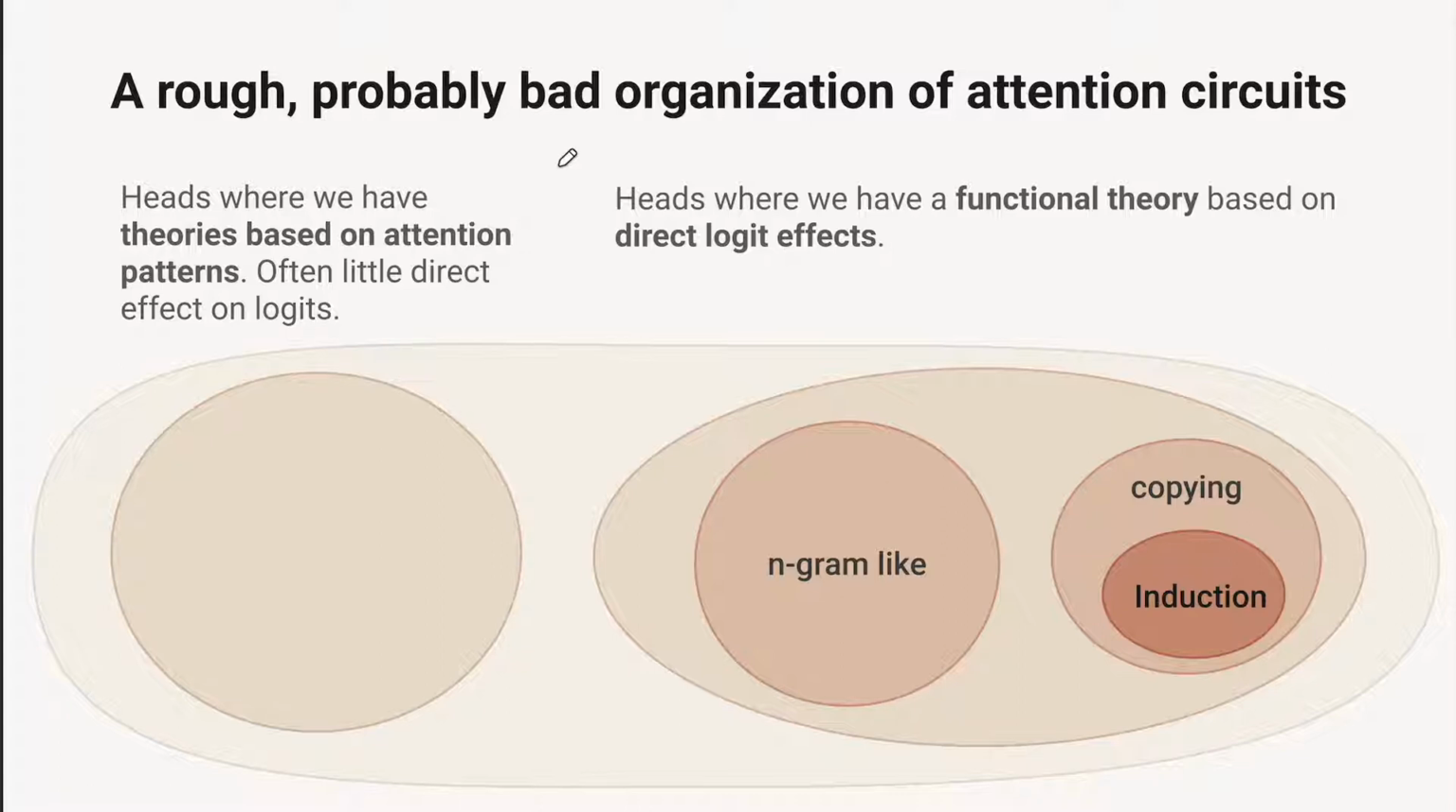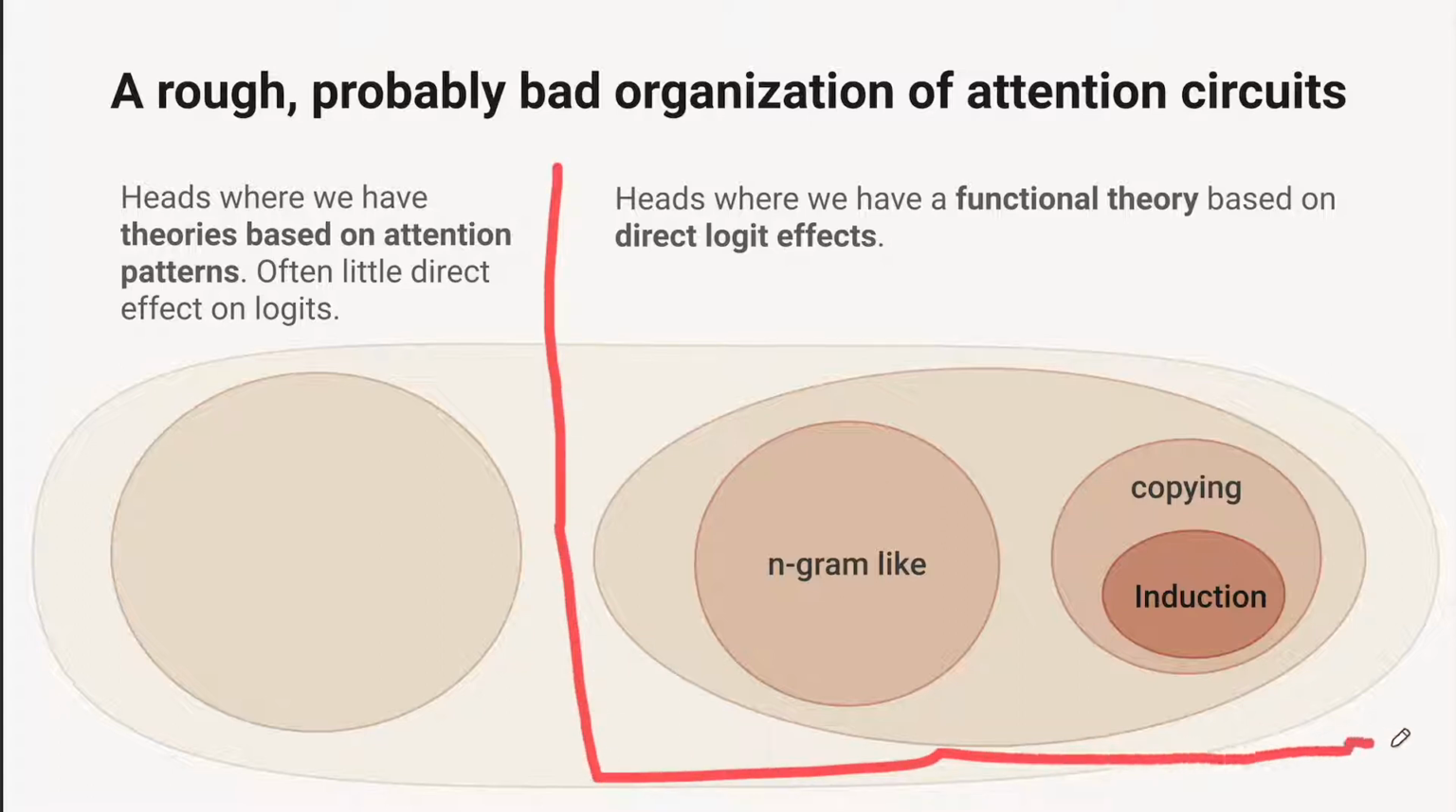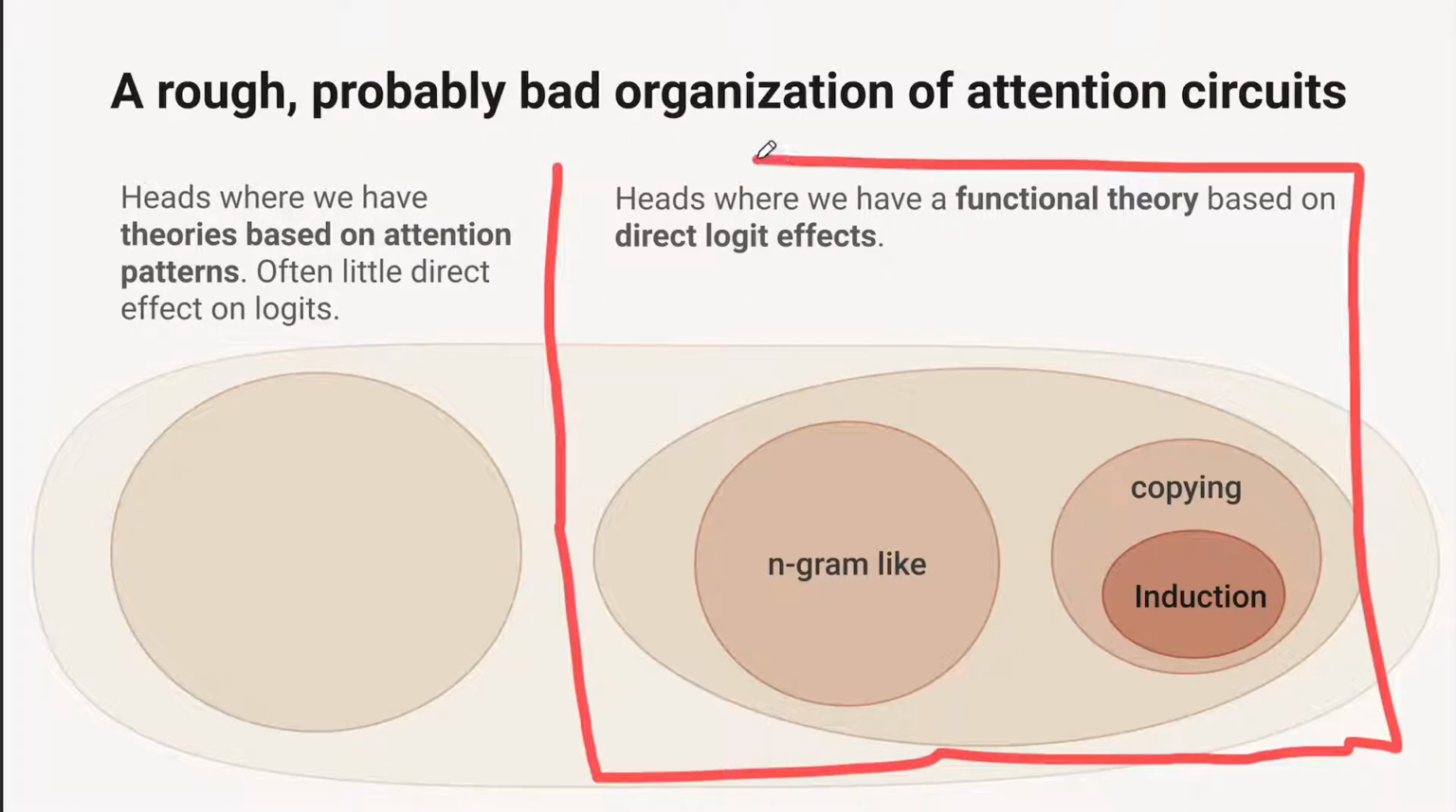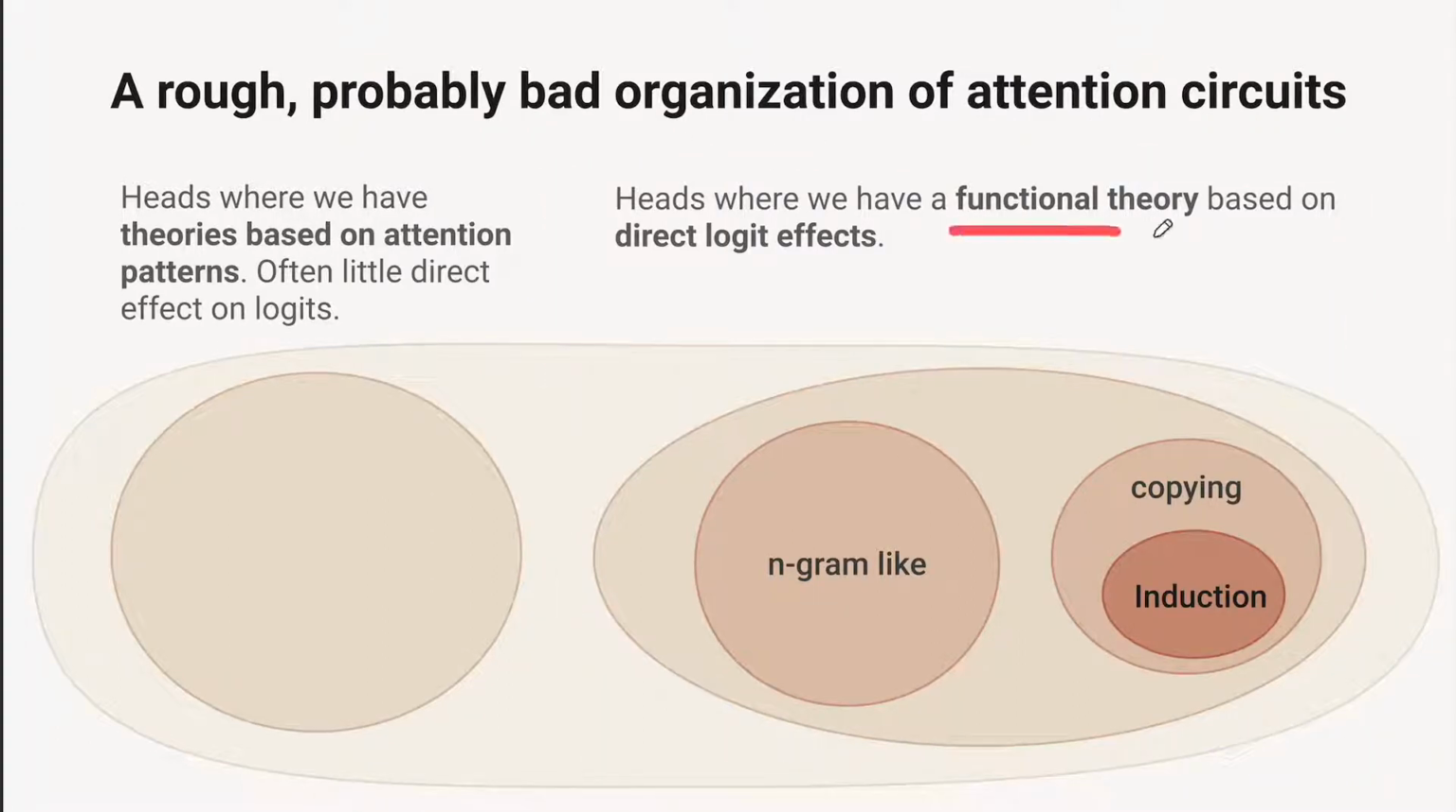The other thing we can sometimes do is develop functional theories. What I mean by that is, I think we have more attention heads where we can have functional theories than ones where we only have theories based on attention patterns. And having a functional theory means we think we understand at least part of what the attention head's role in the model is. So what does it do? When it attends somewhere, how does it affect the model's behavior that it attended there?